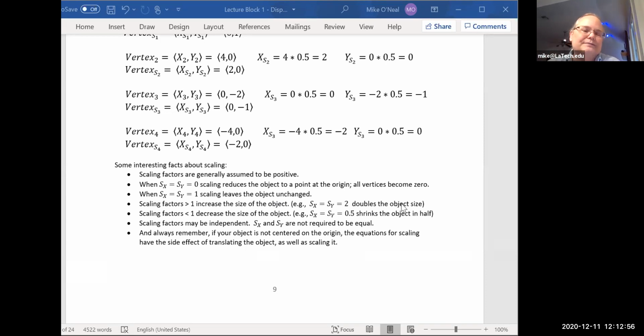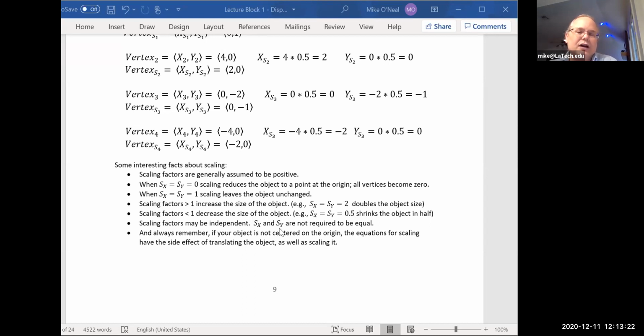Okay? If the scale factor is greater than 0 but less than 1, in other words, it's a fraction, that's going to cause the object to shrink. So if the fraction is 0.5, 1/2, that will shrink the object in half along each of the dimensions. Remember that the scale factors can be independent. Nothing says that x and y have to equal the same thing.